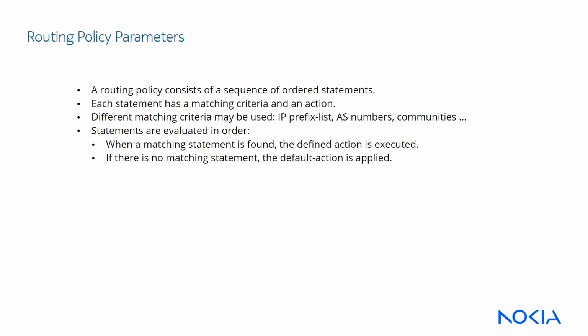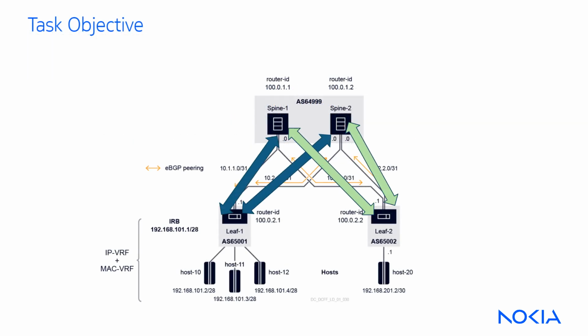A routing policy is configured as a sequence of statements. Each statement can have one or more matching criteria and a defined action to take when an update matches. The action can be to accept, to reject, or to accept and manipulate some attributes associated to the update. The matching criteria can be IP prefix lists, AS path numbers, community values. If there is no matching statement in the policy, the default action of the policy or the protocol will be used for the updates.